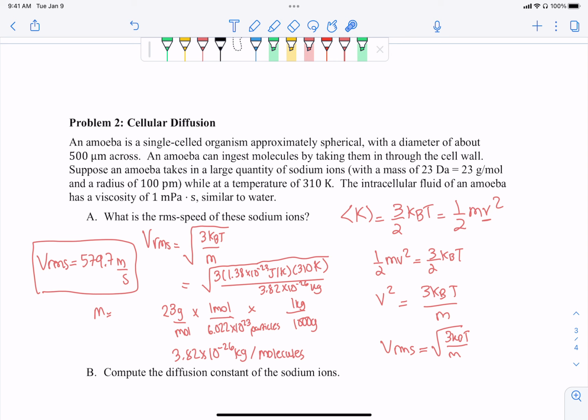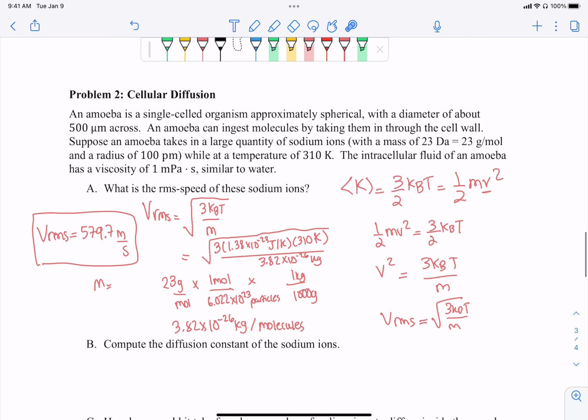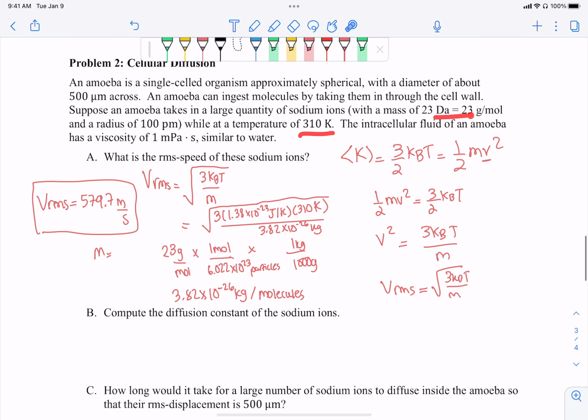So how can we get some kind of speed or velocity value? We have to think about the information given to us. I can use this equation, which is derived from setting these two equations equal to each other, to find my VRMS. Makes sense for part A?